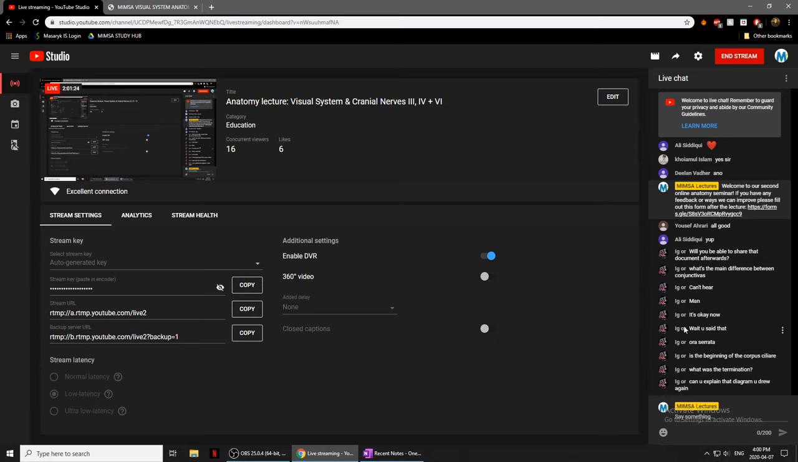So this person asked, the ora serrata is the beginning of the corpus ciliare, so the ciliary body, yes, that is correct. The ora serrata is the beginning of the ciliary body, and the termination is the corneal sclera junction. So the region of the corneal sclera junction is the opposite end, the termination of the ciliary body. That's where the ciliary body becomes the iris, the most anterior part of the vascular tunic.